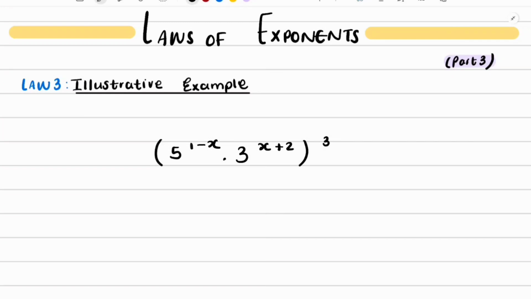We have 2 bases as well inside this brackets. What's going to happen is whatever your base is, you're going to look at that exponent and it's going to multiply with whatever exponent is outside the brackets. So we still have the 5, and now 1 minus x has to multiply to 3.